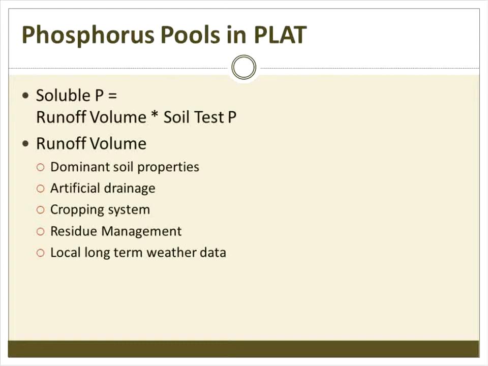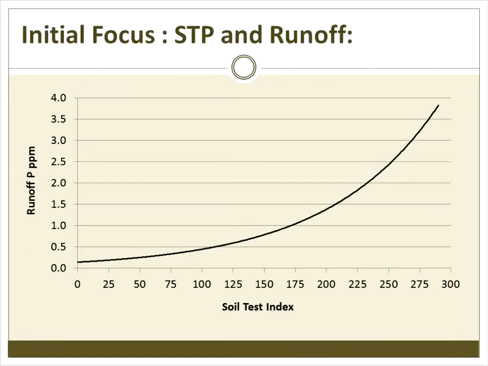Runoff volume is fairly tricky because it depends on lots of different factors. It depends on the soil properties, whether or not you have drainage, and what kind of cropping system you have, and of course the cropping system can greatly affect your residue management. Then you need to know your local long-term weather data, because it's weather that actually drives the amount and intensity of rainfall and determines to a large extent the amount of water that runs off.